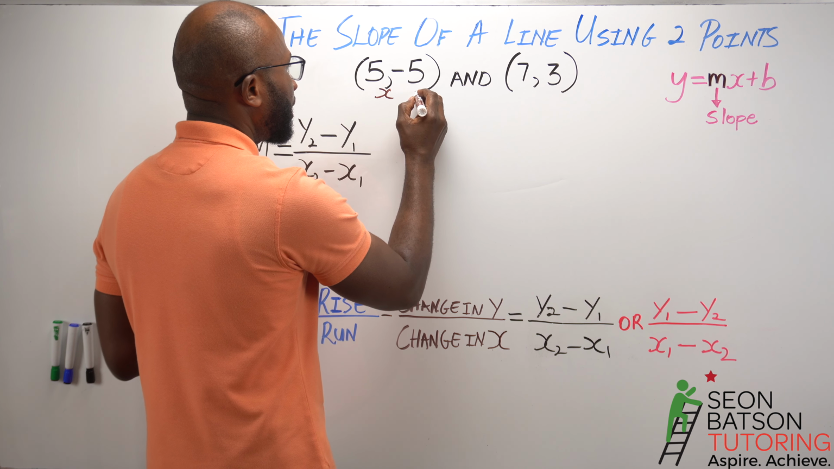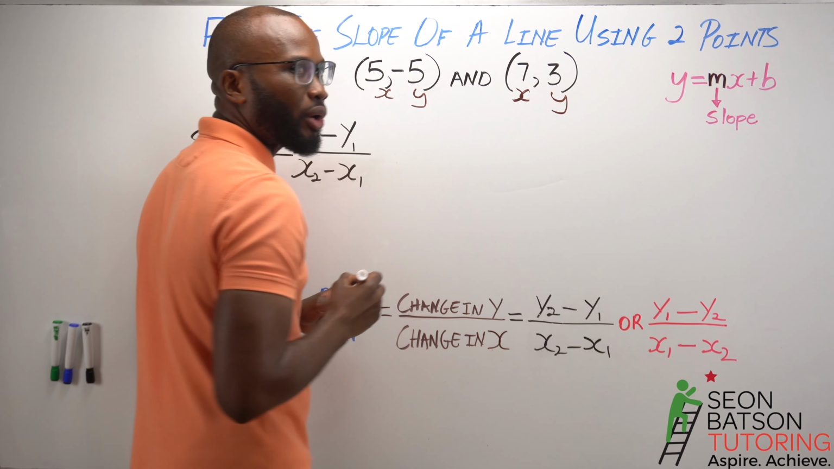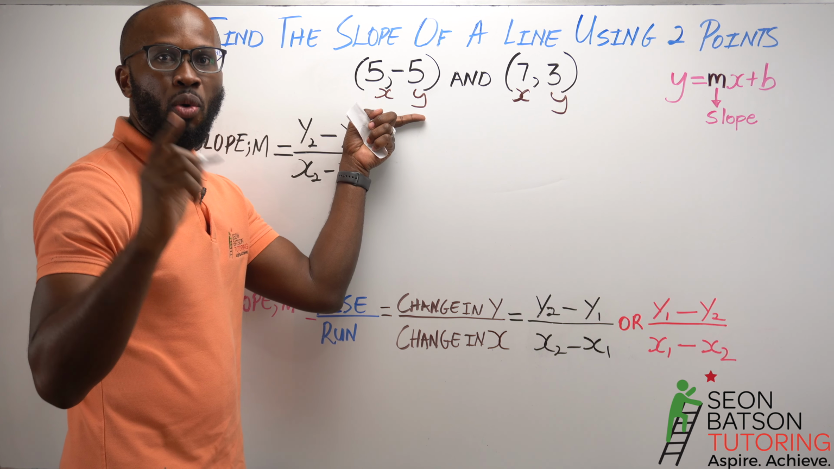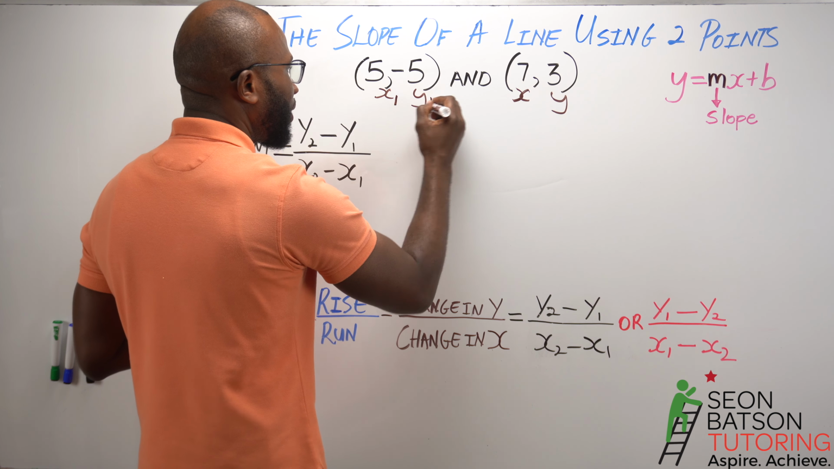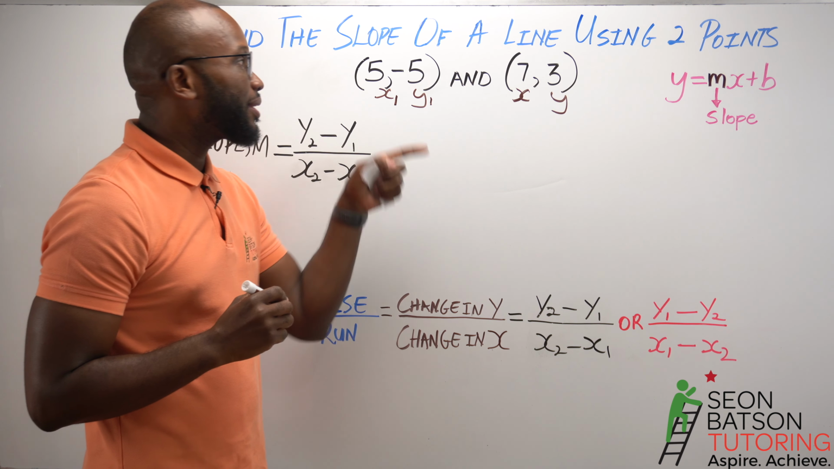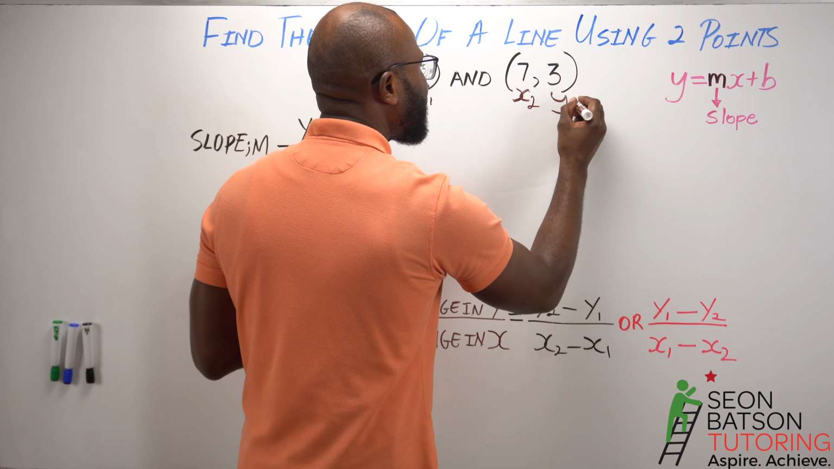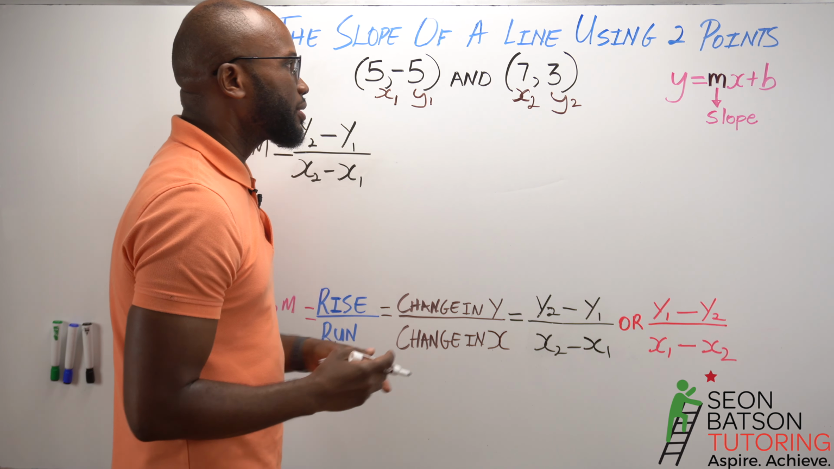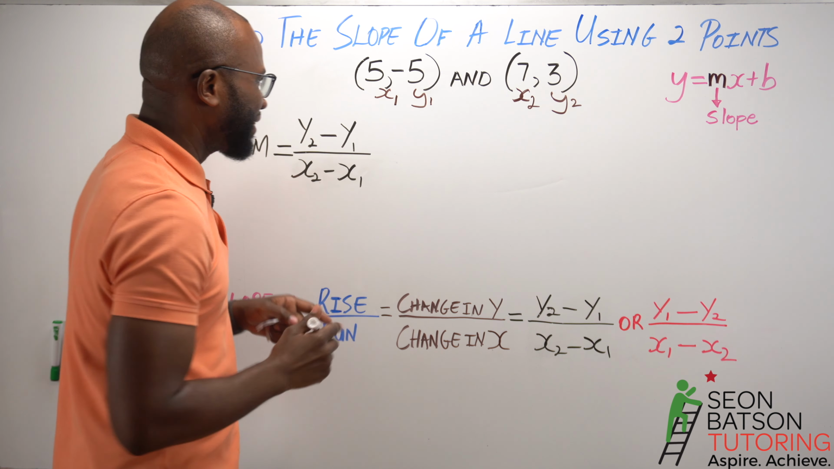An x coordinate and a y coordinate. An x coordinate and a y coordinate. The first point will be our 1s. So we have x1, y1. And the second point will be our 2s. Once you have labeled your points, we will now put the coordinates into the formula.